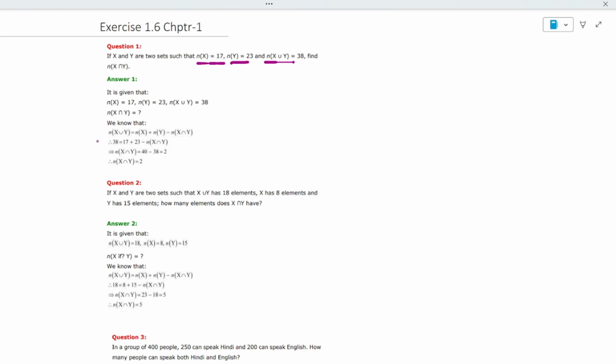I hope you know the formula. Here, on the left hand side, union will come. Union means it is nothing but addition. If you do union, all the elements get added, right? So you remember, it will be individual minus intersection. That means you have to remove the common elements. See, they have mentioned all the values directly. That means 38 will be equal to 17 plus 23. 17 plus 23 will get us 40. 40 minus 38 will be 2, the answer is 2.